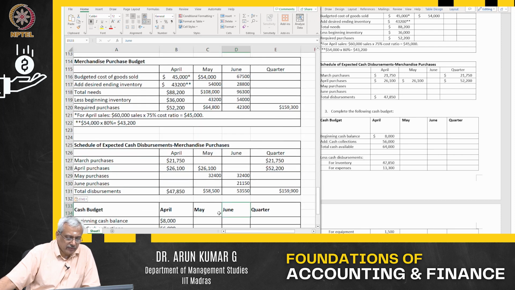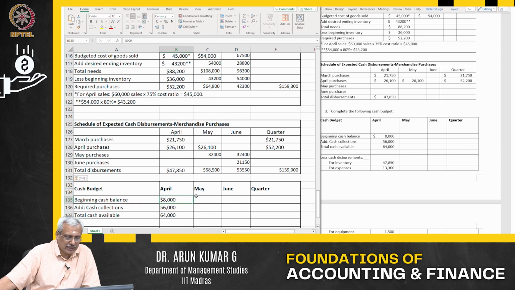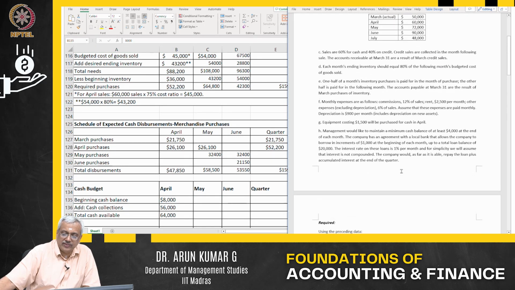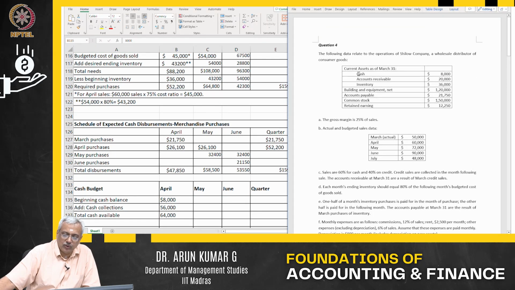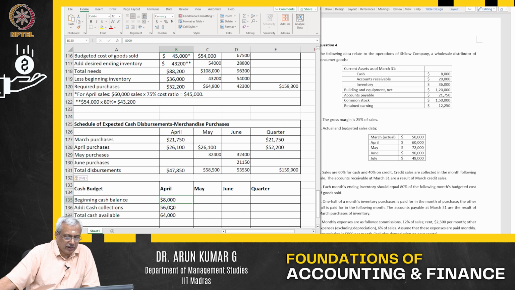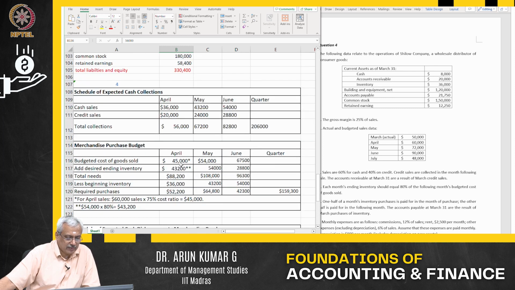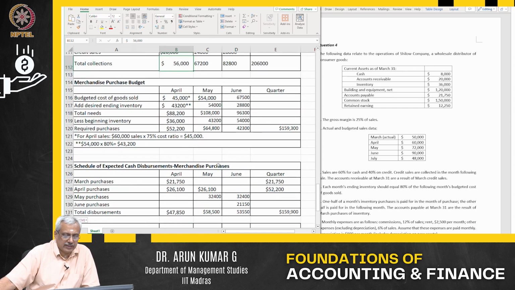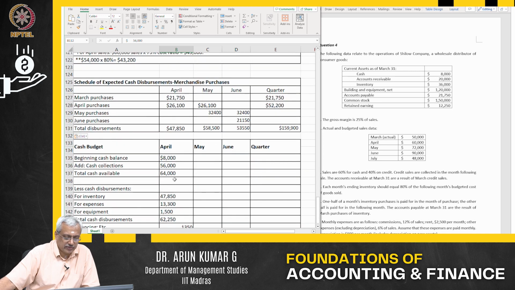So cash budget, we'll see. You see the beginning cash balance of 8,000. We can actually see in the balance sheet out here there is an opening cash of 8,000, and that's exactly what you see there. Collection for the month of April is 56,000. Of course, yes, because cash collection, I picked it up from here, and that is 56,000. This is the total availability, the sum of both.